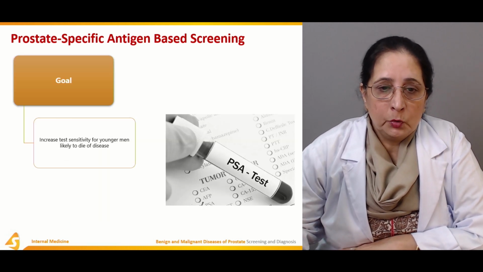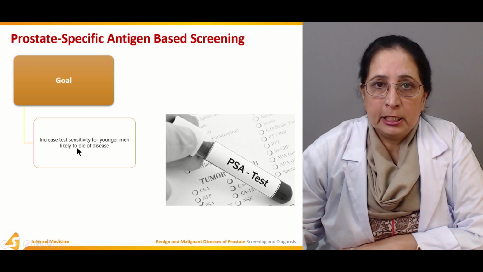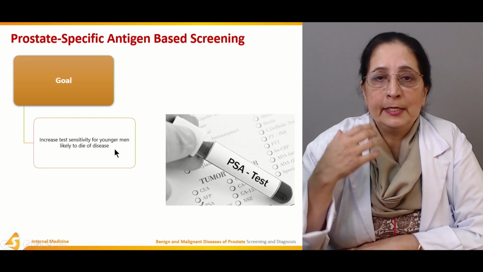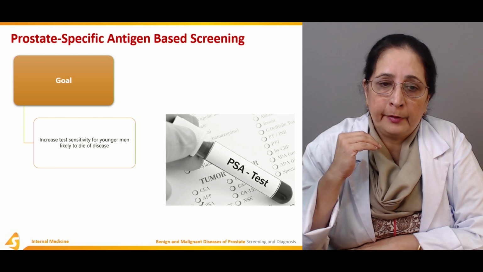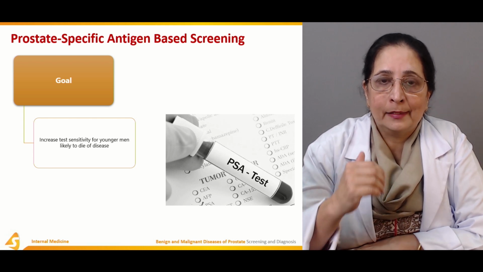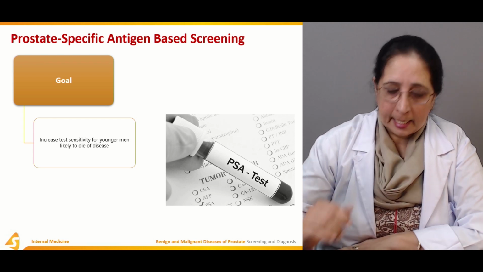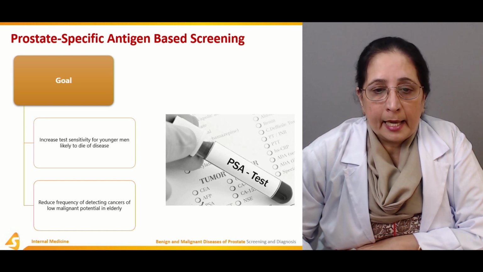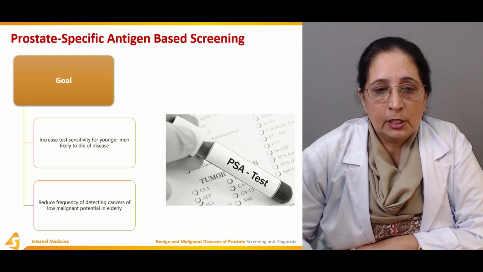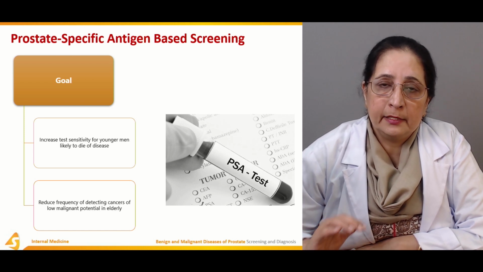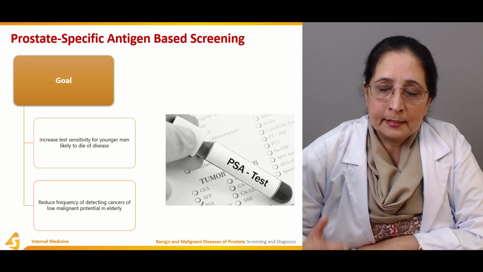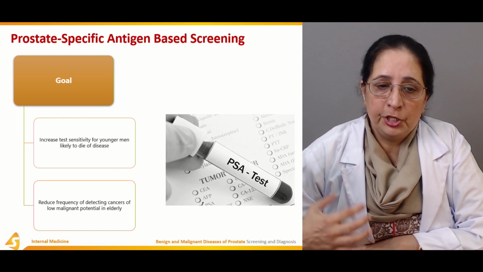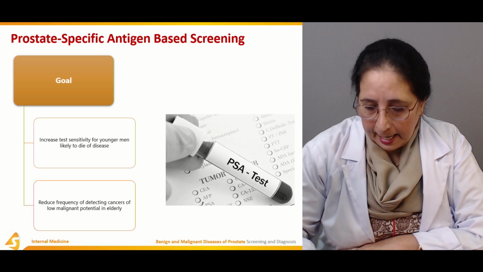The goal is to increase test sensitivity for younger men likely to die of disease. The goal of the screening is the prevention of death in young patients by early diagnosis, and then to reduce the frequency of detecting cancers of low malignant potential in the elderly. So prostate specific antigen has higher test sensitivity in the younger individual, but reduced frequency of detection in the elderly.